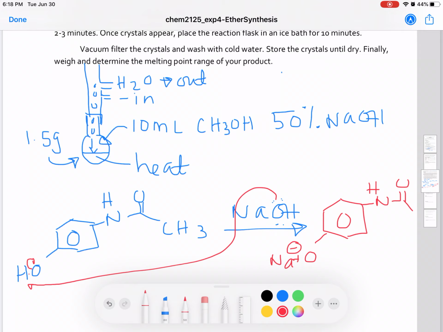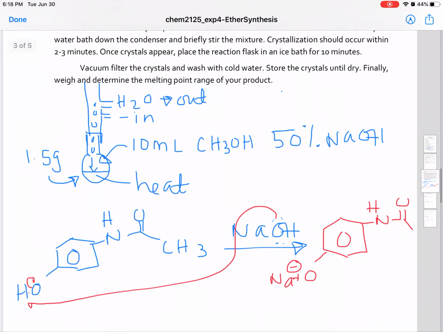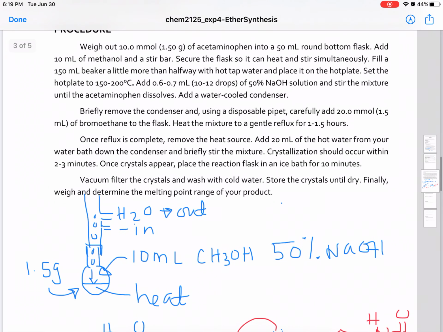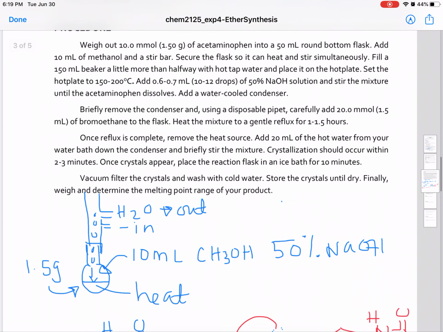Now the next step is you're going to be adding your alkyl halide. After you add sodium hydroxide, you're going to stir until the mixture, which is acetaminophen, completely dissolves. Then you're going to remove the condenser, and using a pipette, you're going to carefully add 20 millimoles of bromoethane to the flask. Bromoethane is going to be your primary alkyl halide substrate that the alkoxide is going to react with.